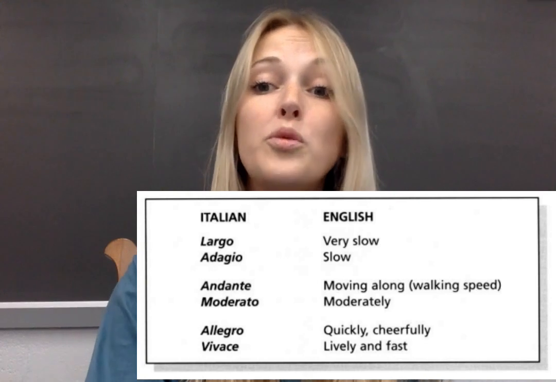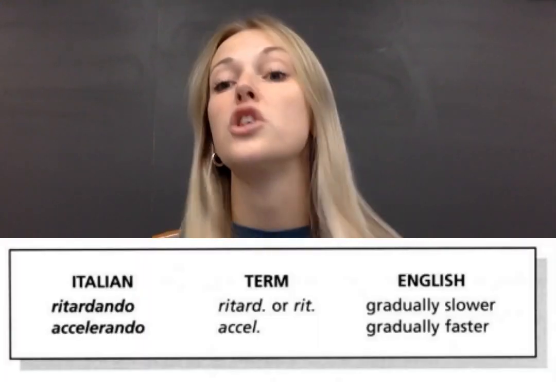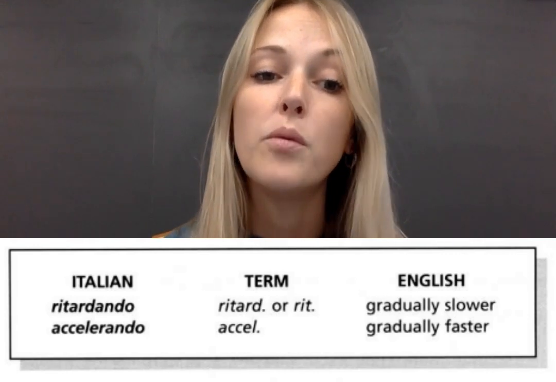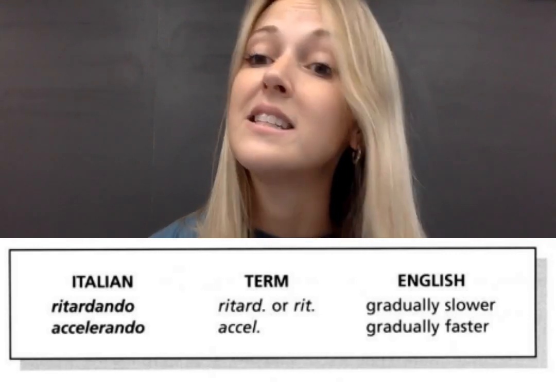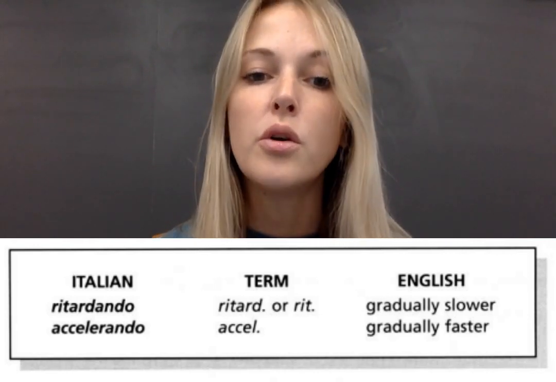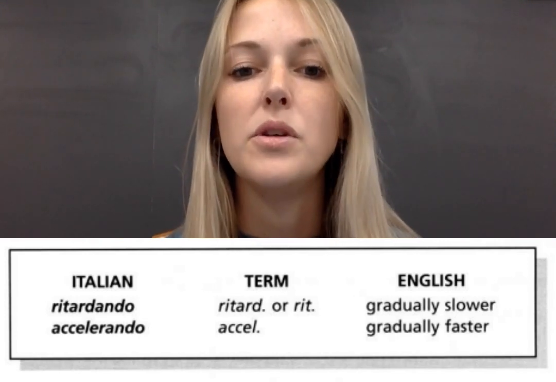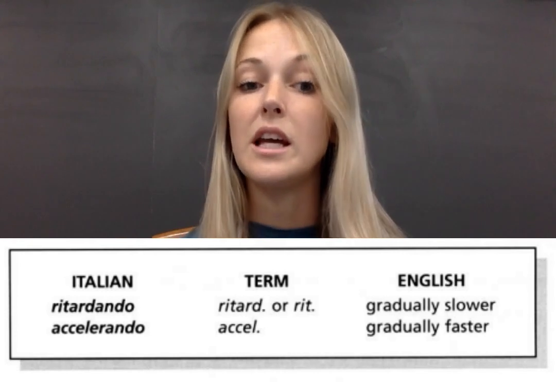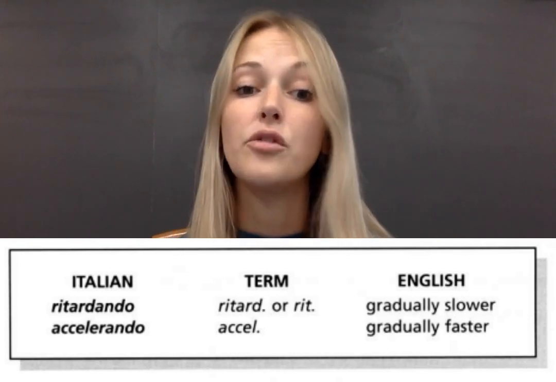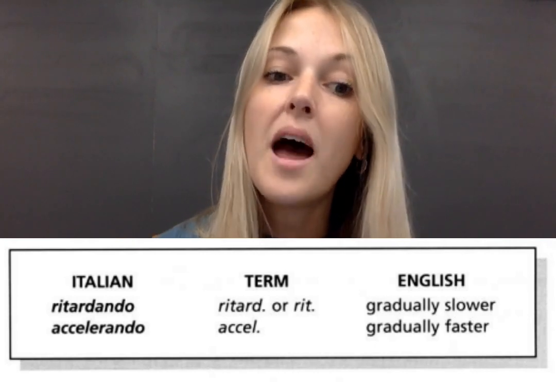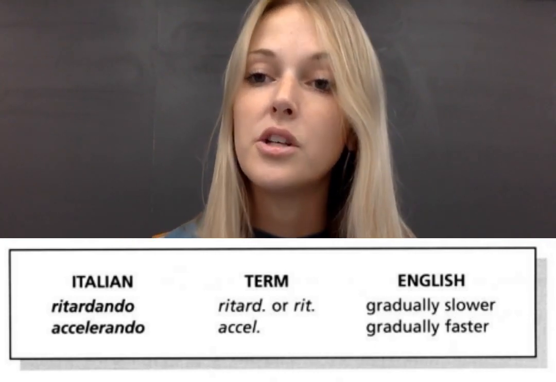You can also do gradual changes of tempo, just like you can with dynamics with our crescendo and decrescendo. But the words for tempo are ritardando and accelerando. So ritardando, you can also write that as R-I-T period in a piece of music, and that means to gradually get slower. And accelerando, or you can write A-C-C-E-L period, and that means to gradually get faster in a piece of music.